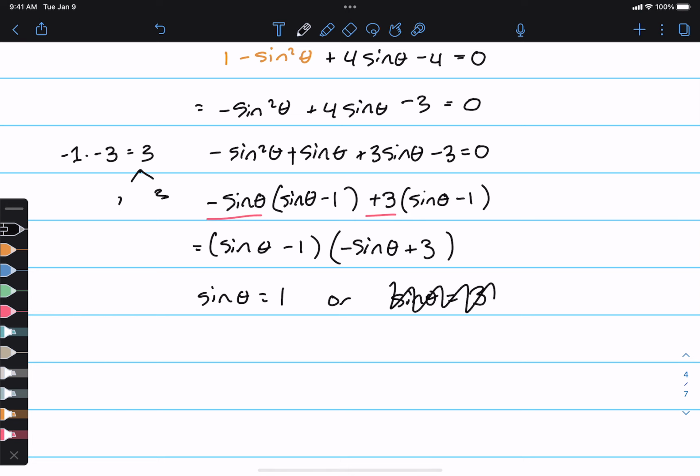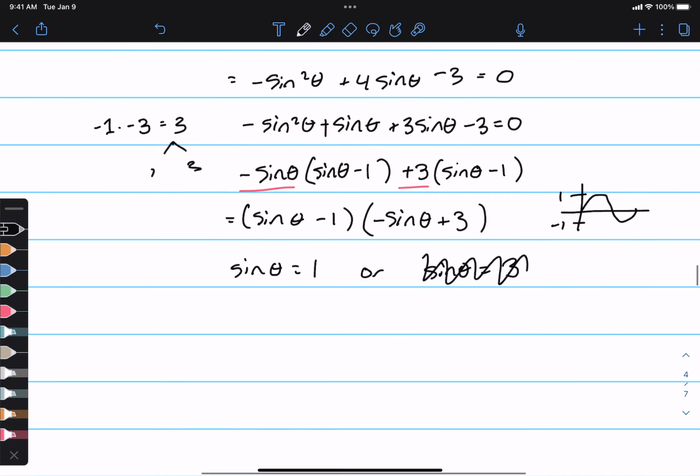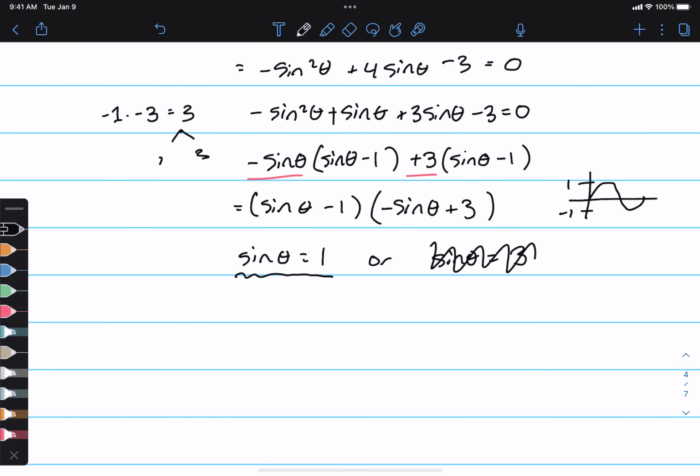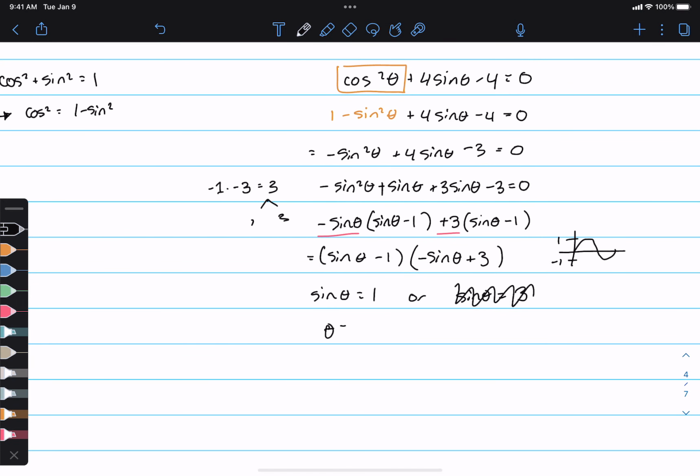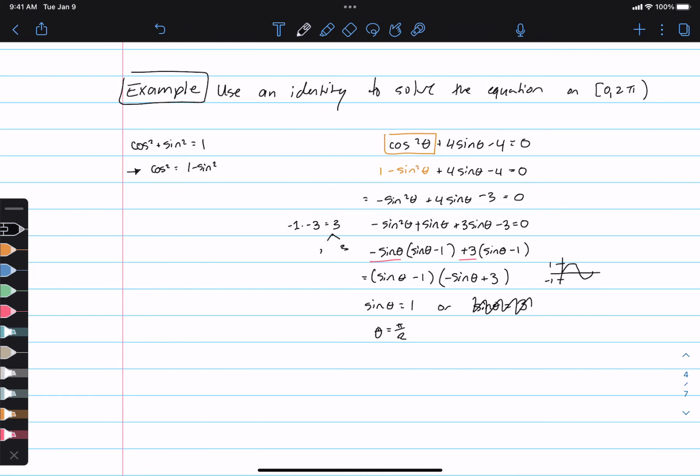And we don't care about this one, because sine only goes from 1 to negative 1, right? And so we're only solving on the unit circle for this. Did I make sure? Yeah, on 0 to 2 pi. And this means that theta just has to be pi over 2. And we're done, and that's the answer to that problem.